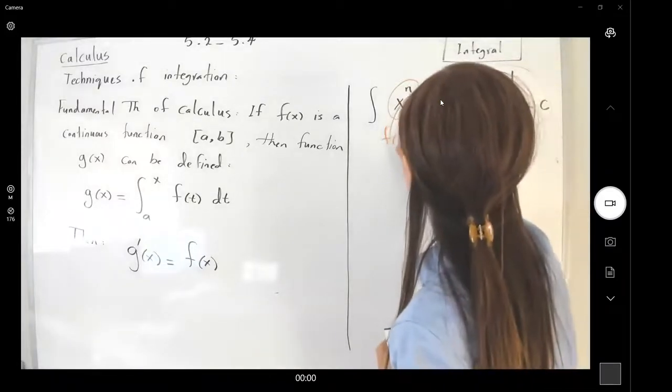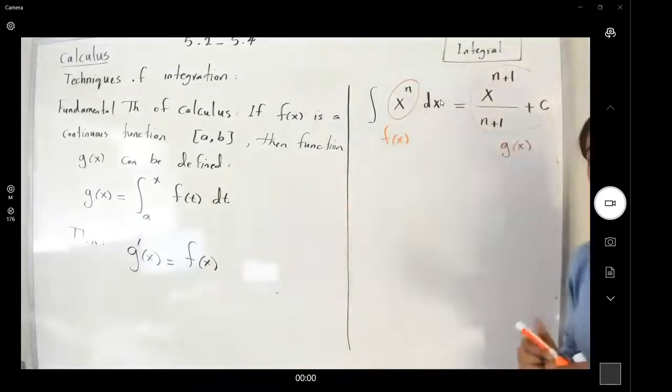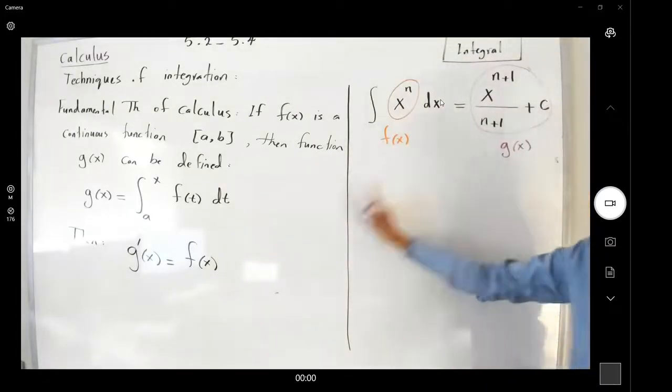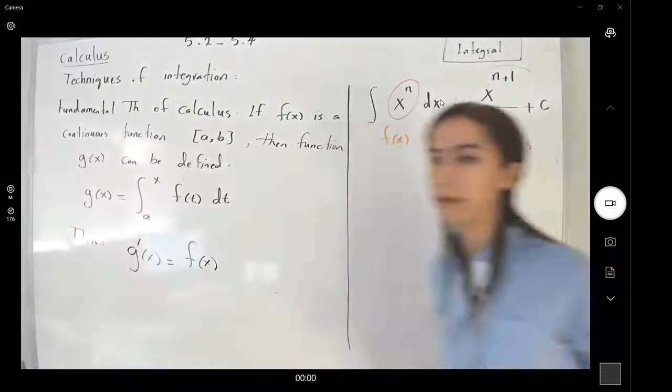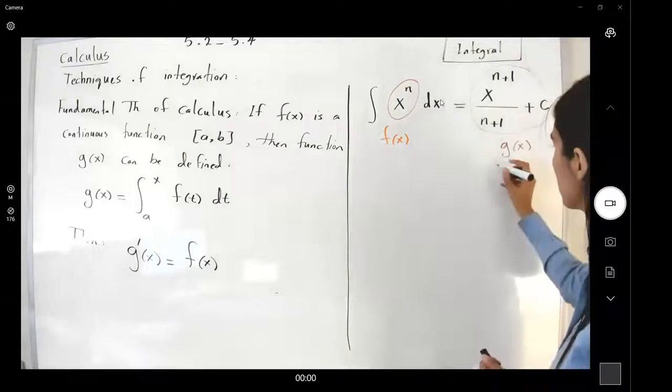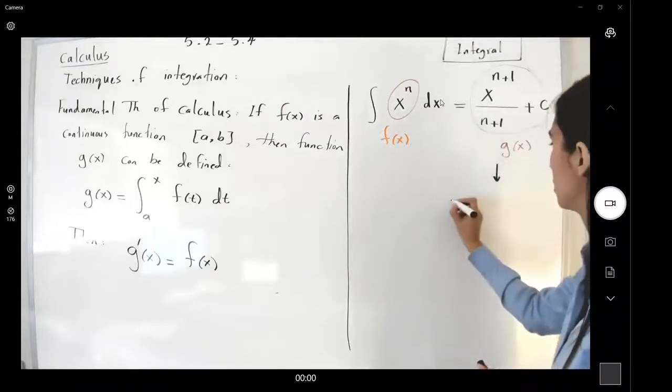F of x. So the fundamental theorem of calculus says g of x is equal to the integral of f, so g prime of x must be f itself. So what is g prime? Let us take a look at the derivative of g.